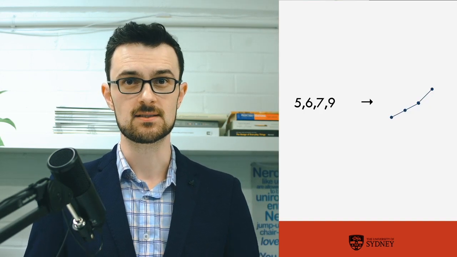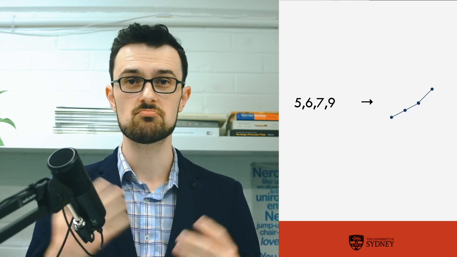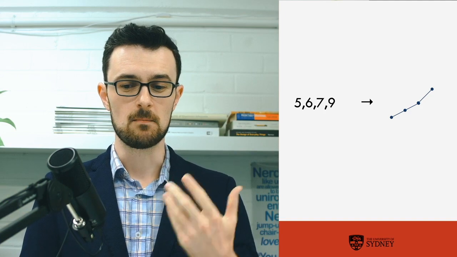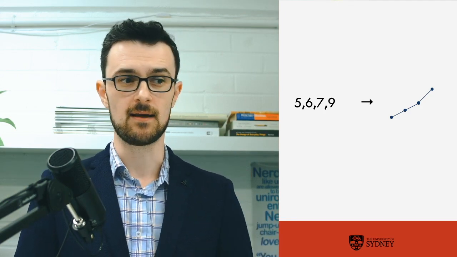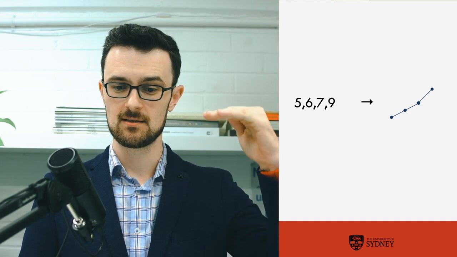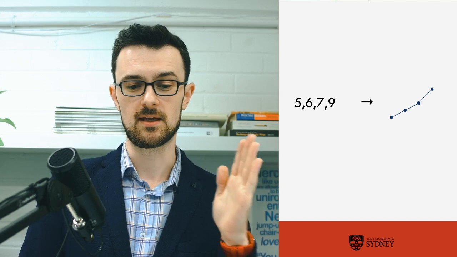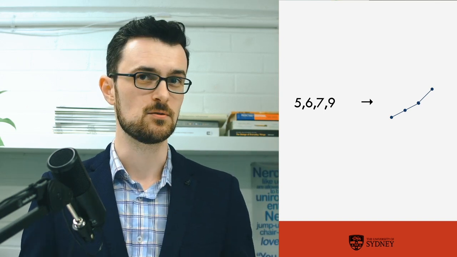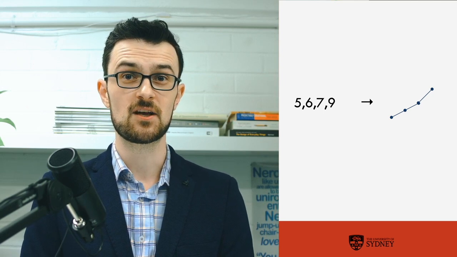Let's say you have this data, 5, 6, 7, and 9, some kind of numerical series. You map that to something visual. In this case, we've chosen a line. So 5 is here, 6 is here, 7 is here, and 9 is up here. Something else is presumably mapped to the bottom axis. That's it, right? Video over.